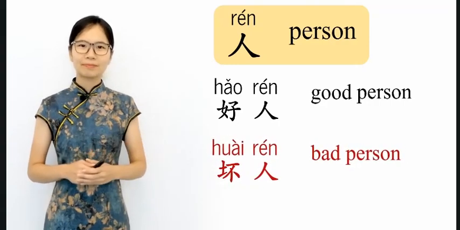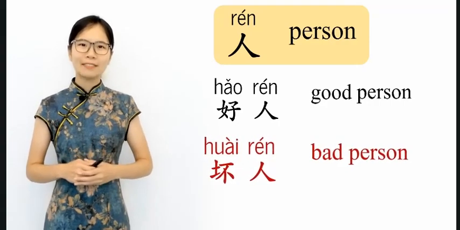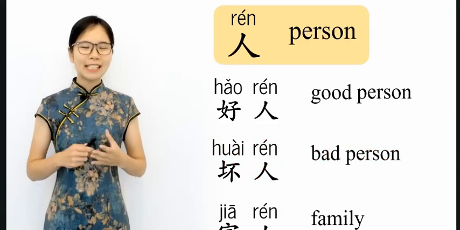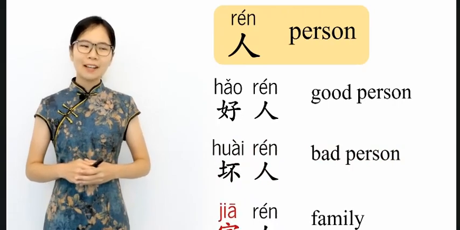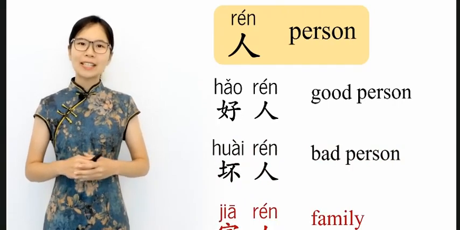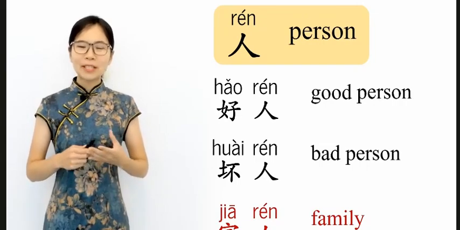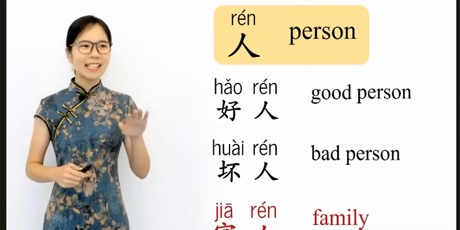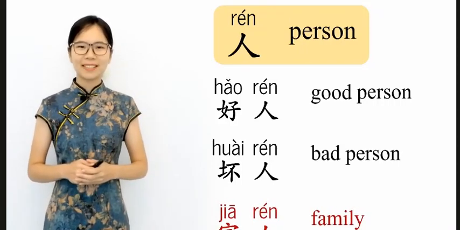The opposite of 好人 is 坏人, which means bad person. 坏人, bad person. And finally, we have 家人. 家 means home. So 家人 means the people in your home. In other words, your family. 家人, family.